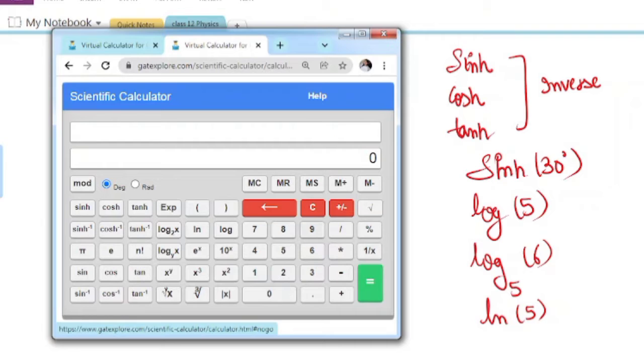Clear. If you want to find ln 5, just put 5 here and press ln. You get the value. Clear everything. If you want to find log base 5 of 6, what you have to do is put 6 here and then press the log y x key and put the value of y. It's 5. So you get your answer.